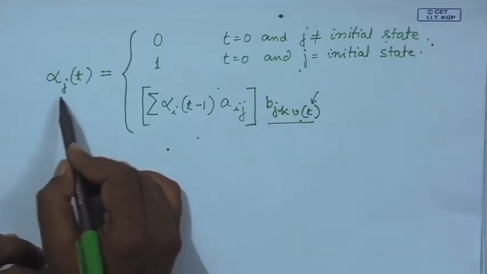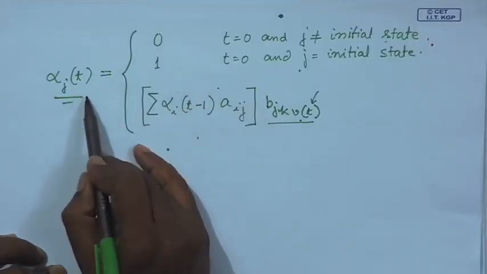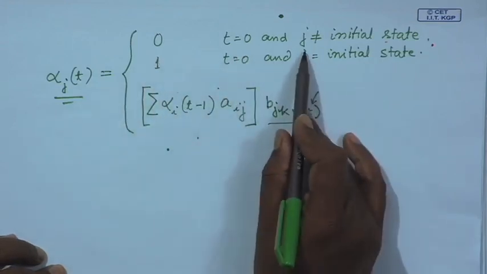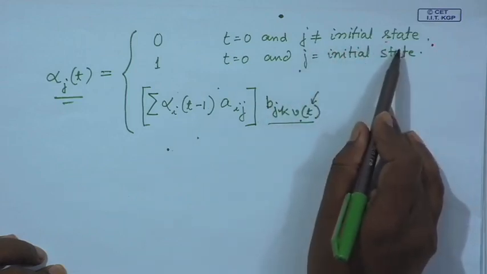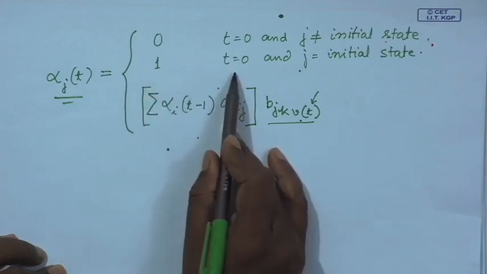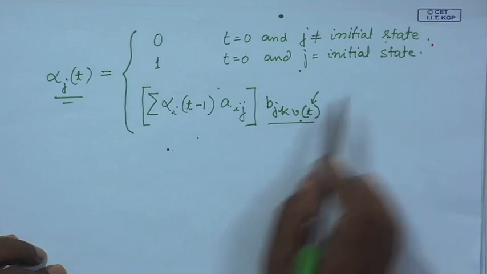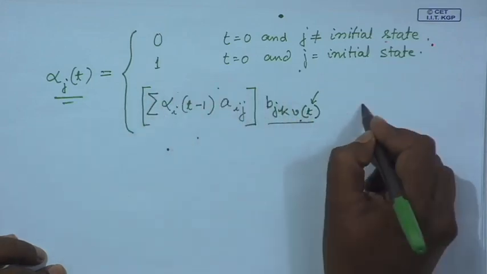And the definition of alpha j t is like this: alpha j t will be equal to 0 if t equals 0 and omega j is not an initial state, and alpha j t will be equal to 1 if t equals 0 and omega j is an initial state. Otherwise, it will be defined like this.